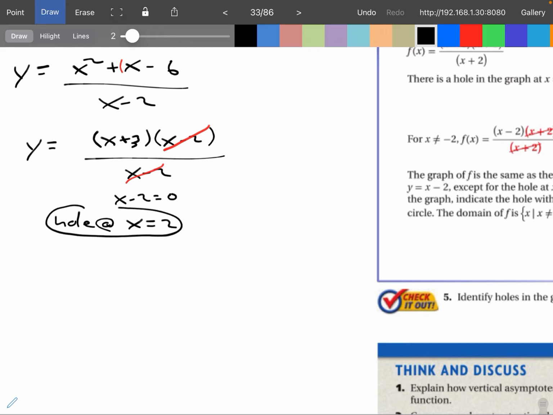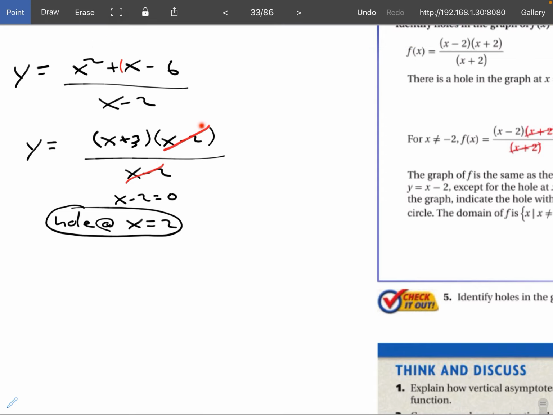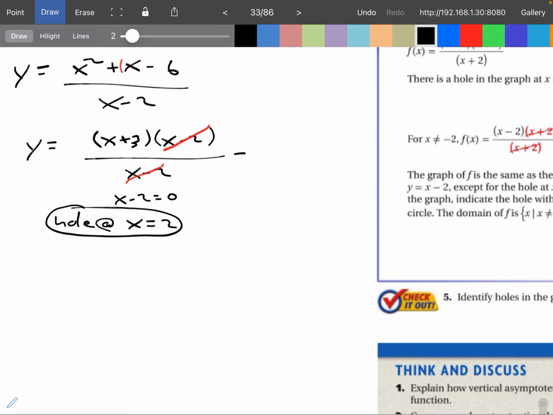All right, that's what that tells you when that thing cancels out. So we got a hole at x equals 2. And now look at what that function simplifies to. These canceled out right here and made a 1, right? So this function is now simplified to just y equals x plus 3. Do you guys see that? So this function is now y equals x plus 3.